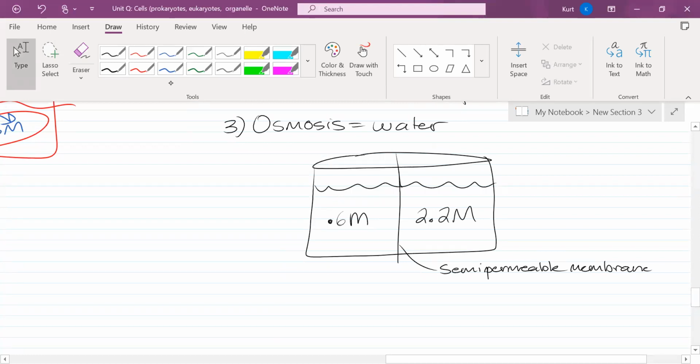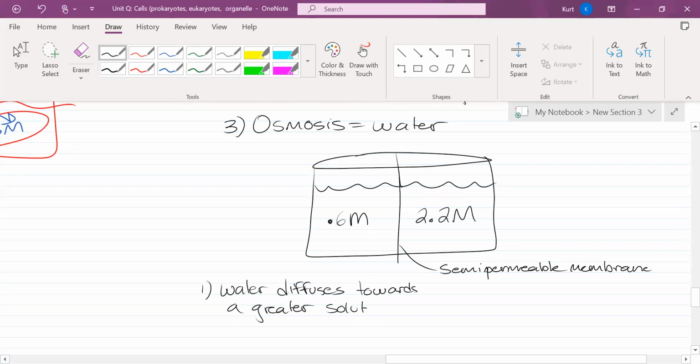So one way to view this, here's the first way. I told you that I'm going to teach you 2 ways. Number 1, water diffuses towards a greater solute concentration. So Otis, based on this, which way will water diffuse? Left to right or right to left? You would be correct. Left to right.